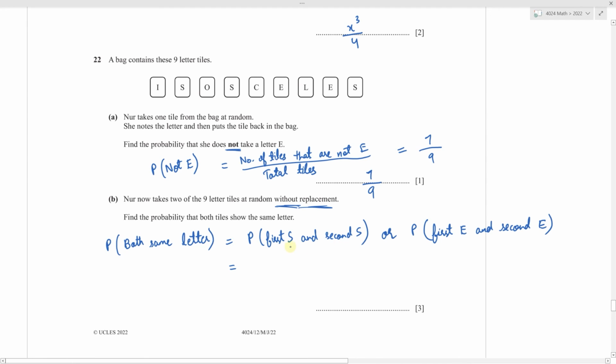So when you have an AND, you multiply the probabilities, and OR means adding. So what is the probability? First is S, and the probability second is S. These will be multiplied. So probability first is S multiplied by probability second is S. Calculate this, plus, and then you'll do the multiplication here as well. Probability that first tile is E multiplied by probability that second tile is E as well.